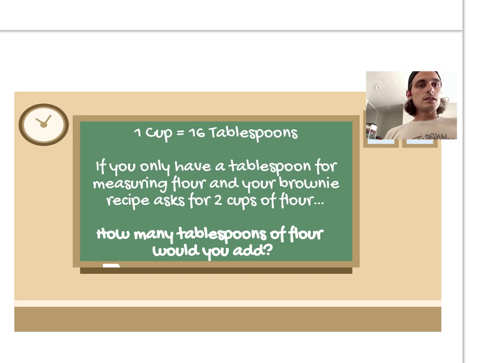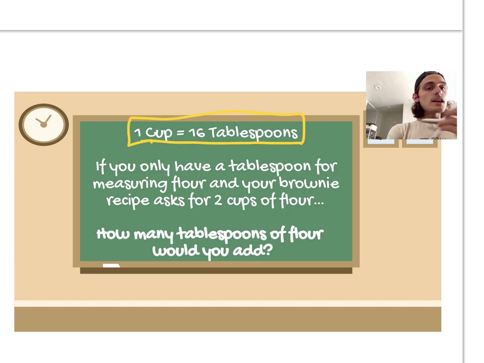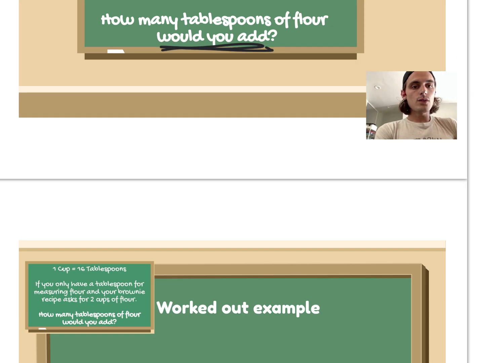Let's use another example quick here. 1 cup, for those of you who bake, is equal to 16 tablespoons. This is our known relationship. And imagine that we only have a tablespoon for measuring flour, and our brownie recipe asks us for 2 cups of flour. We don't have a cup measure, but we have a tablespoon measurer. What do we do? The question is, how many tablespoons of flour would you add? Let's work it through together.